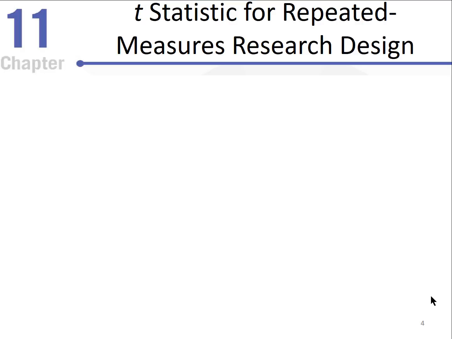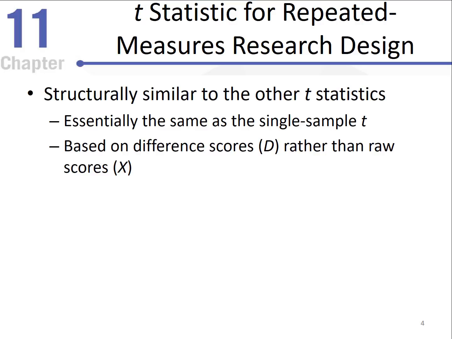The t-statistic for repeated measures research design is structurally very similar to the other t-statistics that were done. Essentially, it is the same as a single sample t-test, and you're going to see that in a second when you see the formula. Only here now, it is based on differences in scores, which we're going to note with D rather than the raw scores of X.